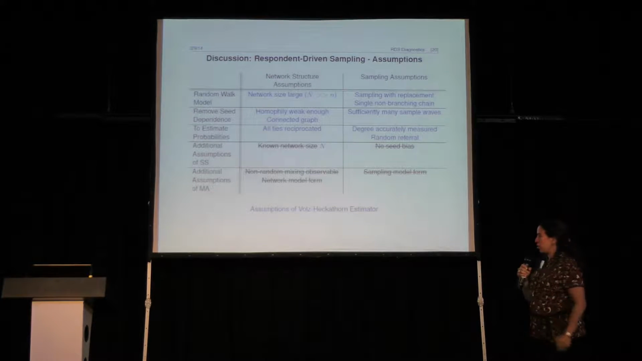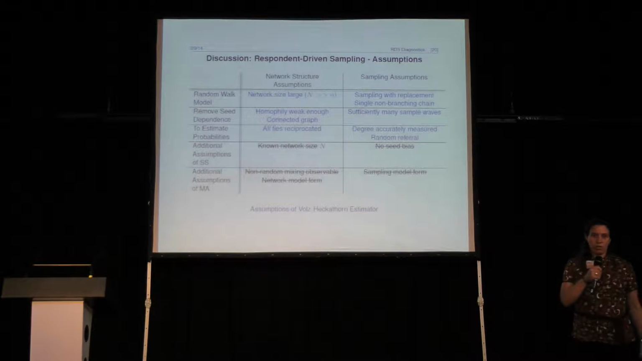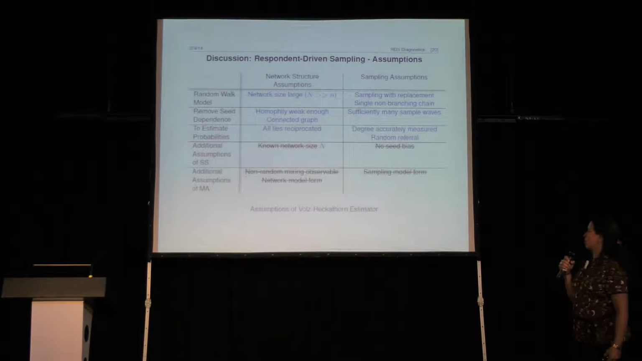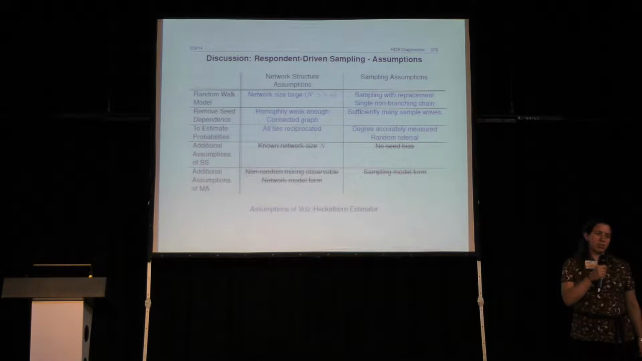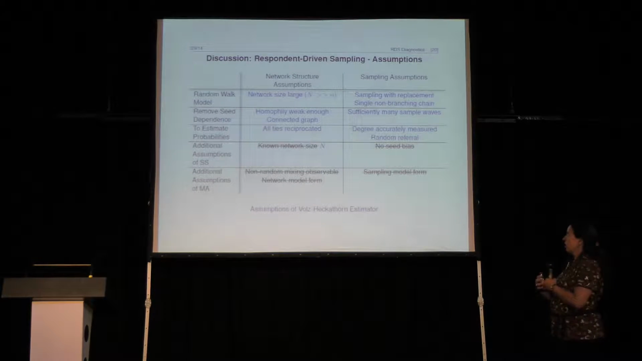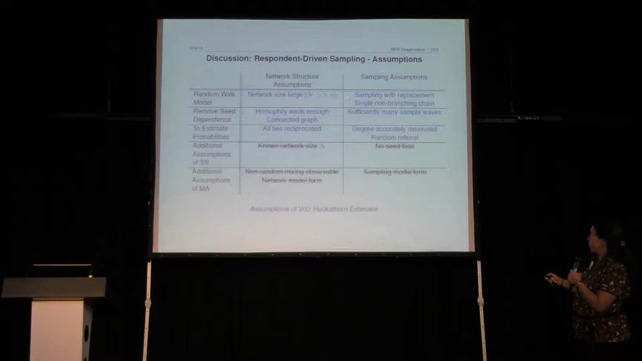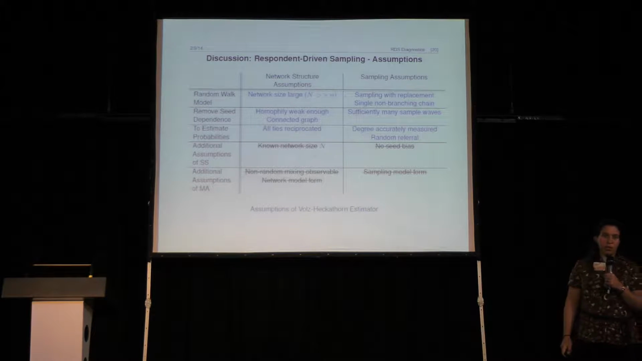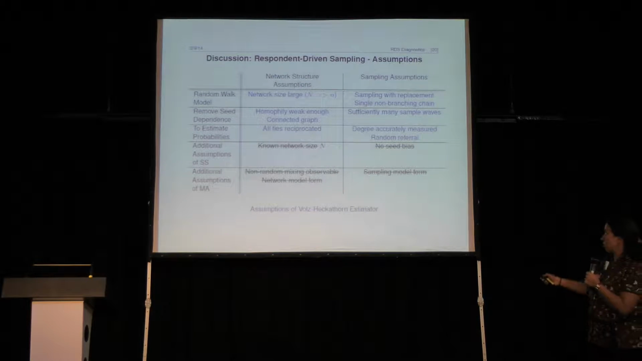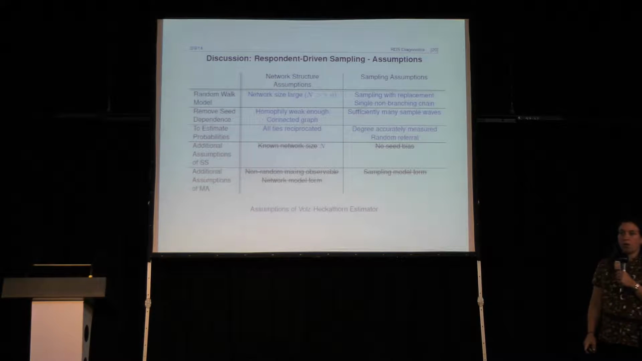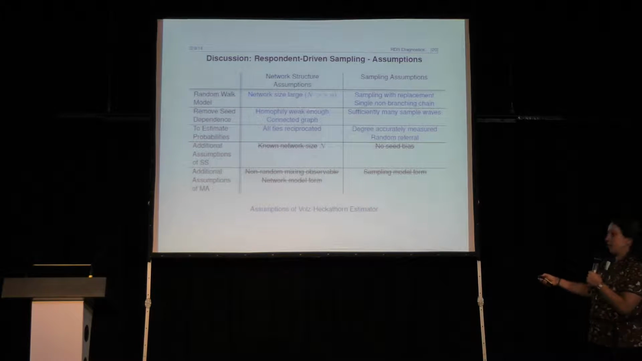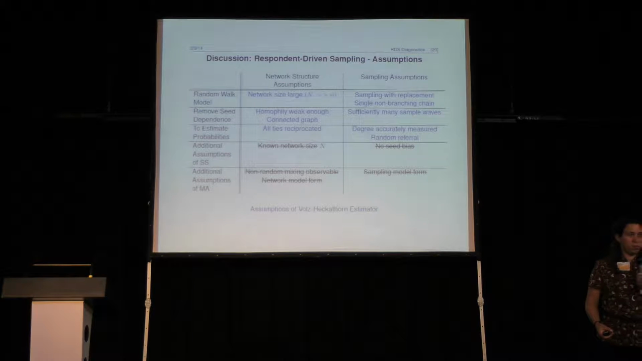So in order to do this, we need to make a number of assumptions. I'll ask you to look at the blue part of the table to begin with. And these are the assumptions of the estimator on the previous slide, which is due to Volz and Heckathorn. So first of all, we need this random walk model to be approximately true. And one of the key things is that the random walk model assumes that sampling is with replacement, whereas in practice, sampling is typically without replacement. So we need the population size to be considerably larger than the sample size in such a way that it allows this approximation to be reasonable.